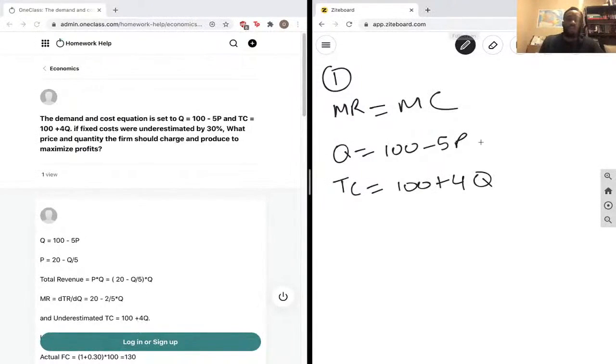Now we're going to take the demand equation and solve for P. So we're making the inverse demand. And that would be P equals 20 minus 0.2 Q.